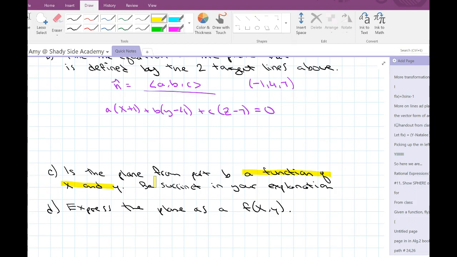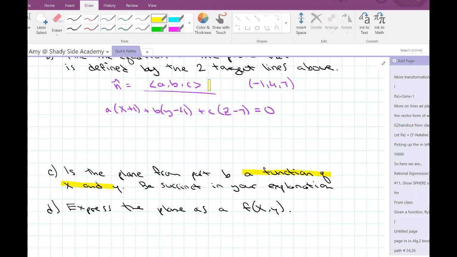Now my question to you is, how could you tell very quickly whether the plane is a function of x and y? Yes, you would look at vector n. You would look at vector n, and what is the case about vector n that gives away whether your plane would be a function of x and y?